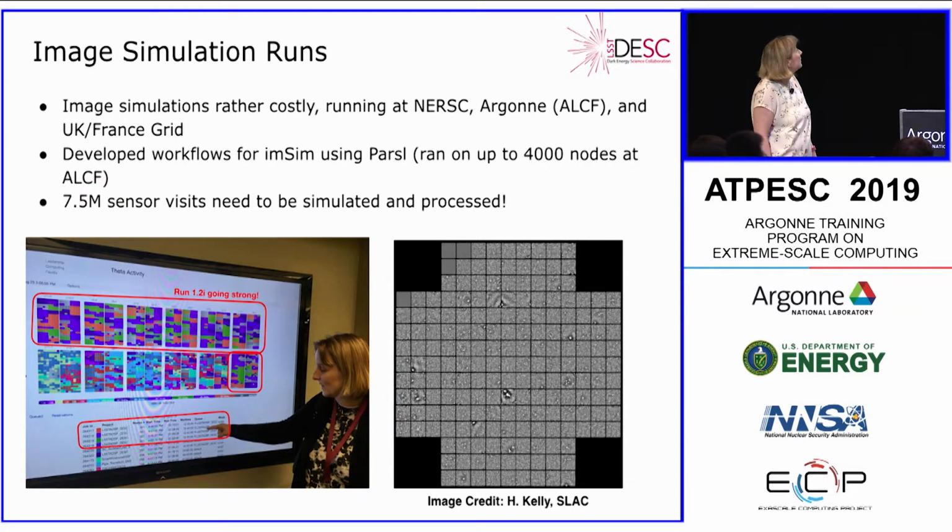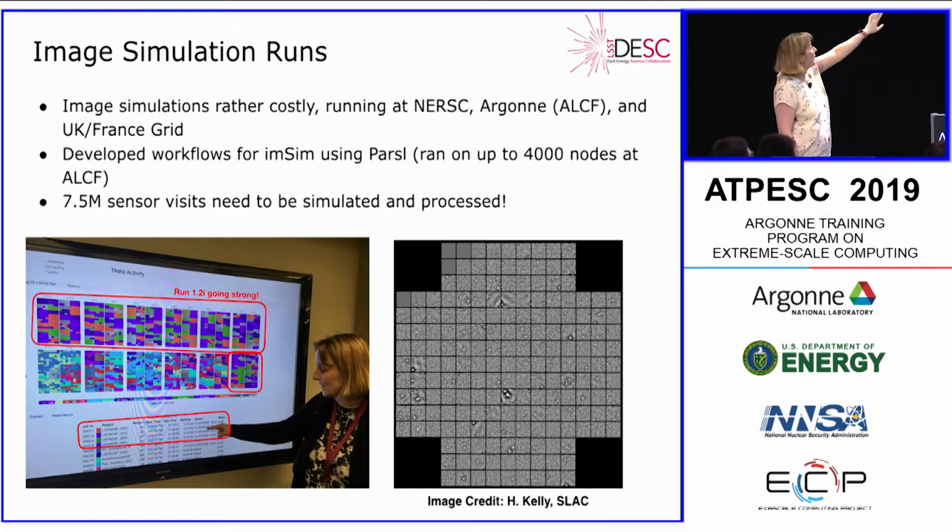The second part is the image simulations. The image simulations are rather costly, so you can see me here at Argonne actually looking at the activity of Theta. And all of this is our runs, so we used a large chunk of Theta. We also did run on Cori at NERSC, a large chunk there. We put together a workflow to make this happen. And what you see here is a picture of the image simulation. Now hopefully you can remember that there was this picture of the LSST camera focal plane. And this is what you see here now.